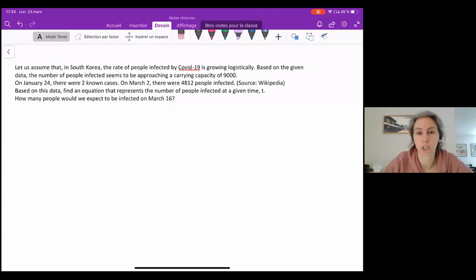Today we're going to see an example of a differential equation. The last time we saw exponential growth. If you haven't watched that video yet, you definitely should. Today we're going to see how we can use differential equations word problems to model the situation in South Korea with COVID-19, which has been growing at a little bit of a different rate.